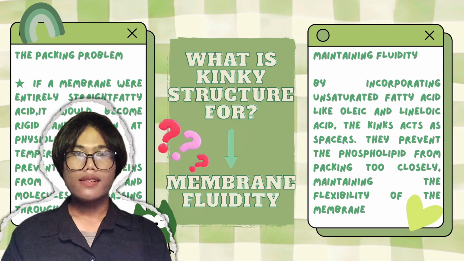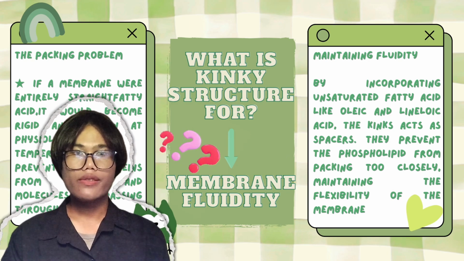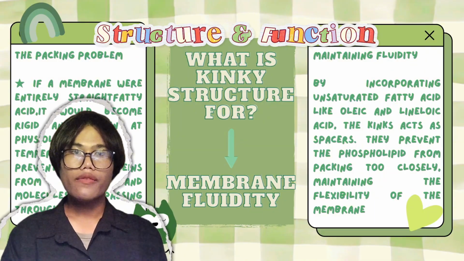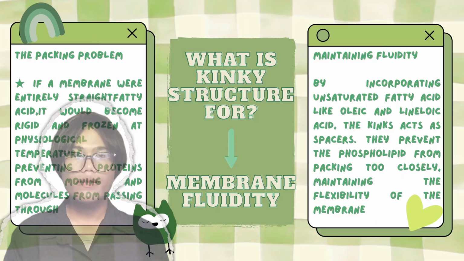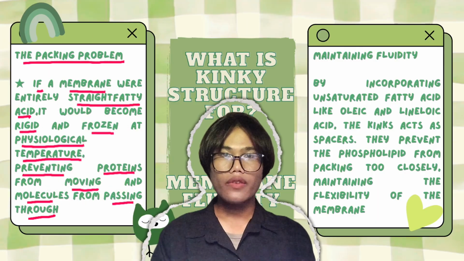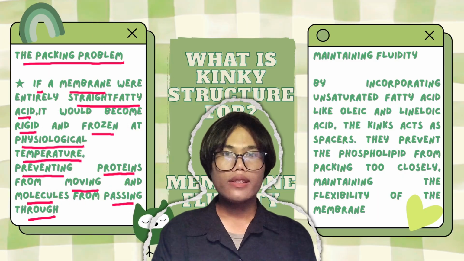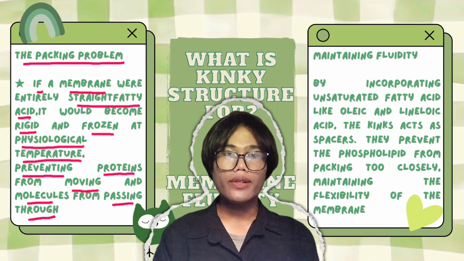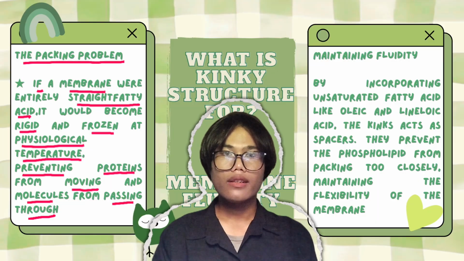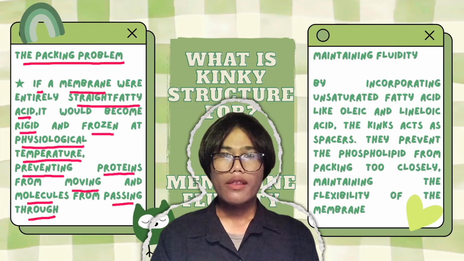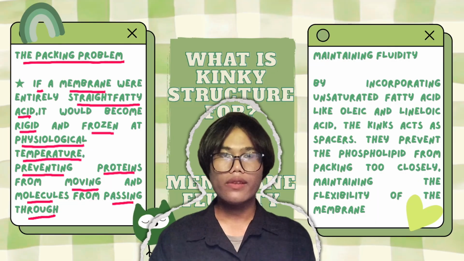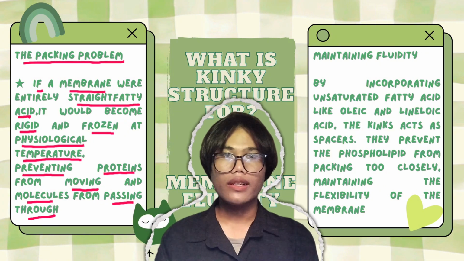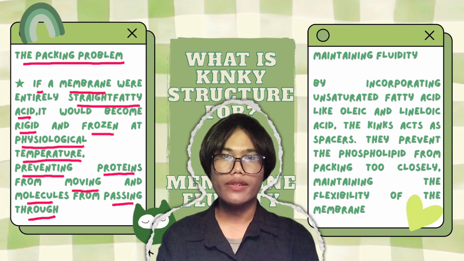Now, why does this molecular geometry matter so much? The answer lies directly within the structure and function of our cell membranes. The cell membrane is a phospholipid bilayer, and its fluidity is the absolute gateway to life. If a membrane were built exclusively from straight, saturated fatty acids, those tails would pack so tightly together that the membrane would become rigid, frozen, and brittle at normal physiological temperatures.